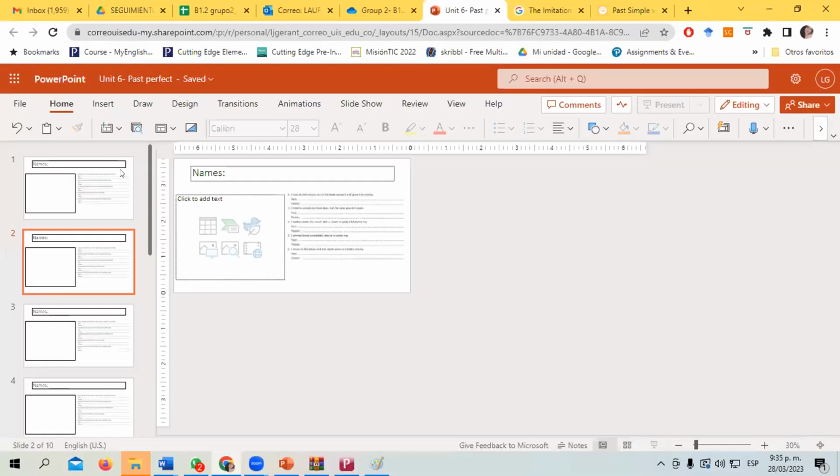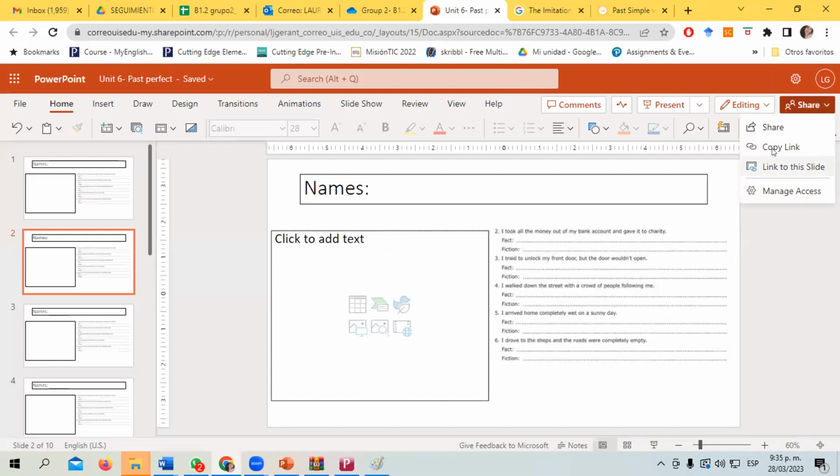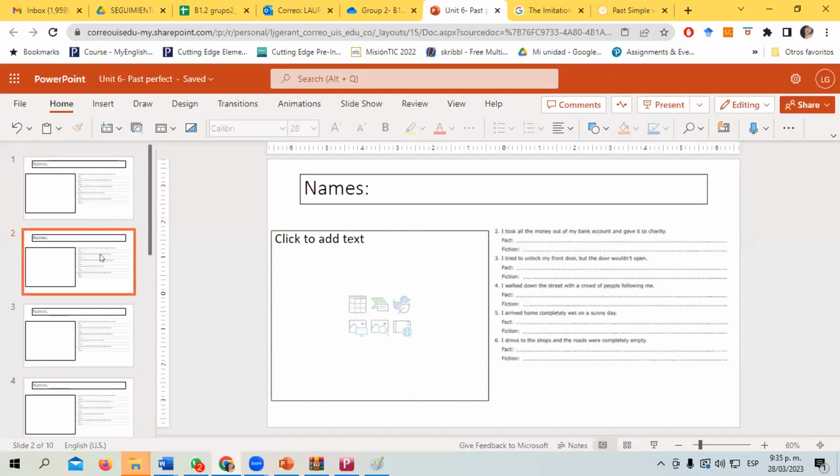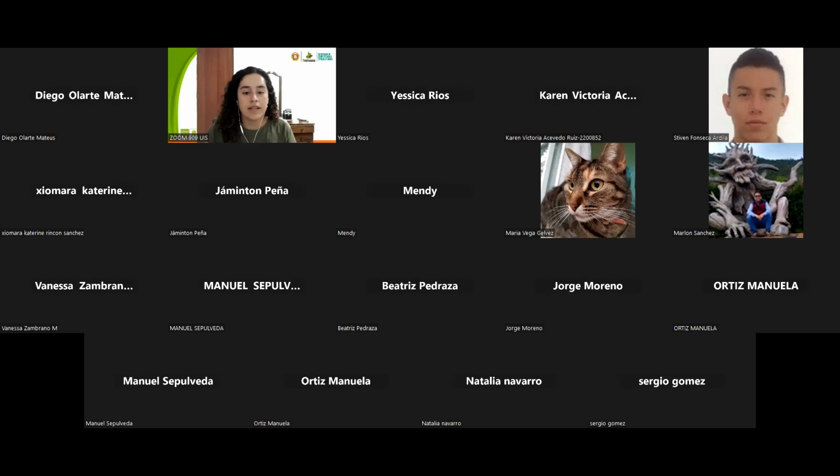Let's create the groups. I'm sharing the link with you. Yes. Let's see with the link. So remember, room 1 is slide number 1, room 2 is slide number 2, etc. All right? Let's start.